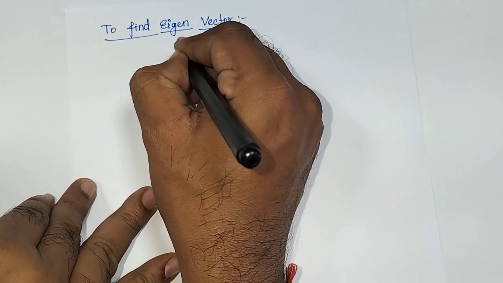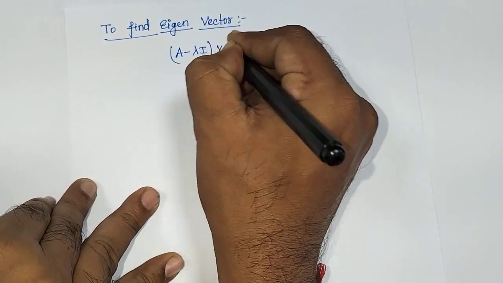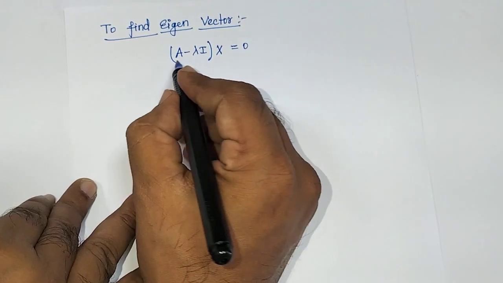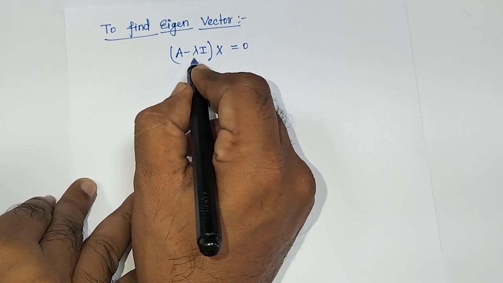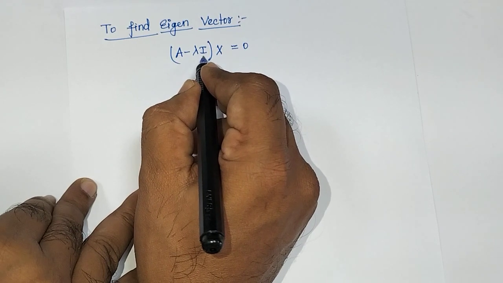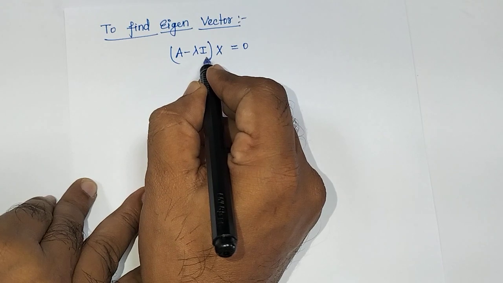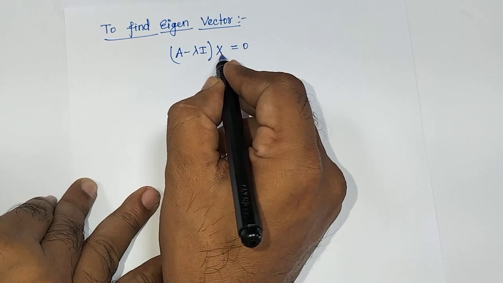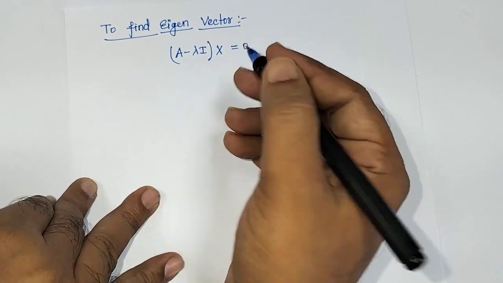So the formula is (A minus lambda I) into capital X is equal to 0. Here A is our given matrix, and lambda into I is the identity matrix. The given matrix is a 3 by 3 matrix, which means we have to take the identity matrix also 3 by 3, and capital X equal to the 3 variables x1, x2, x3. We have to substitute here.